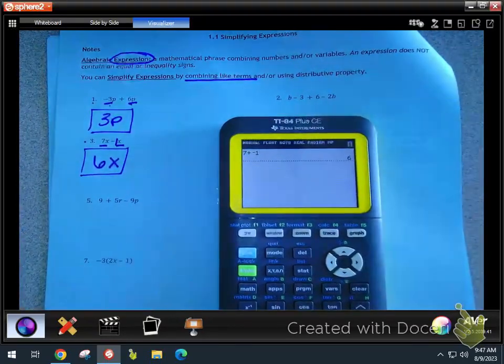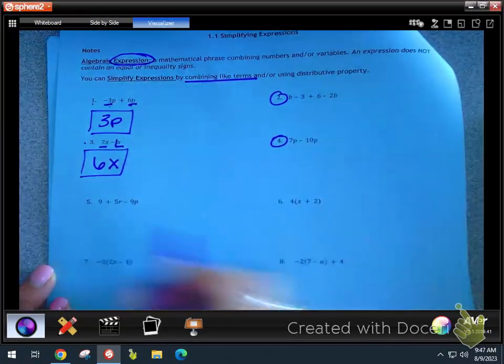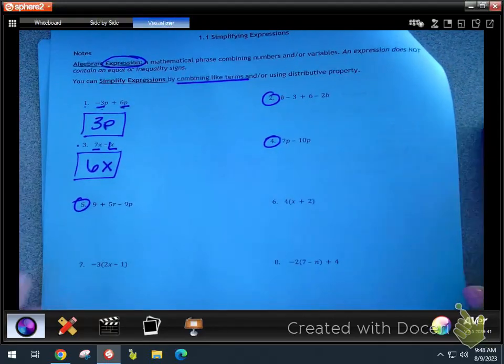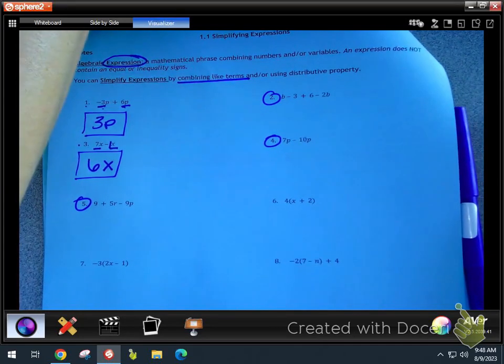Done. Try 2 and 4 and 5, and then we'll reconvene. Number 2, you've got a couple things to do. So try those, and we'll go over them, and then we'll move on.